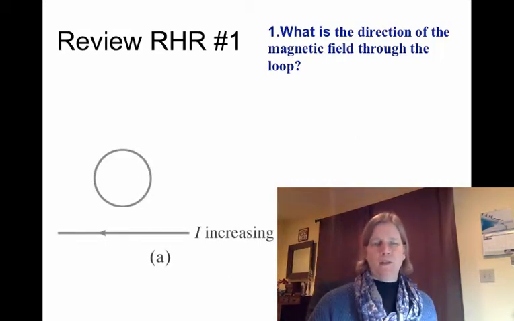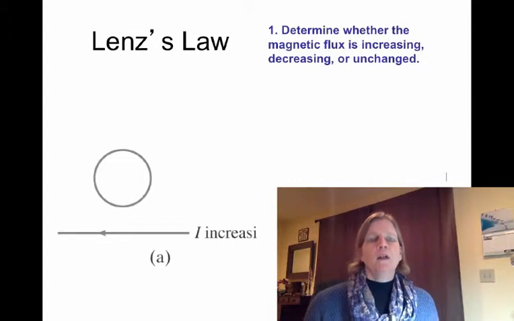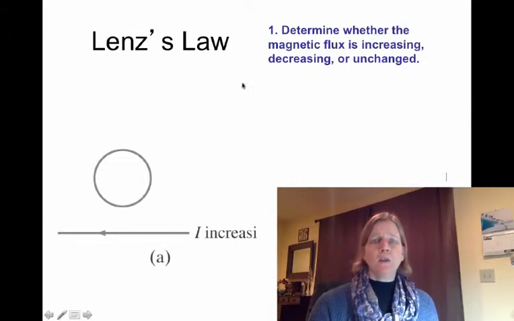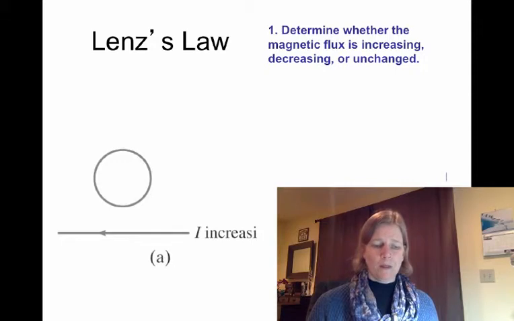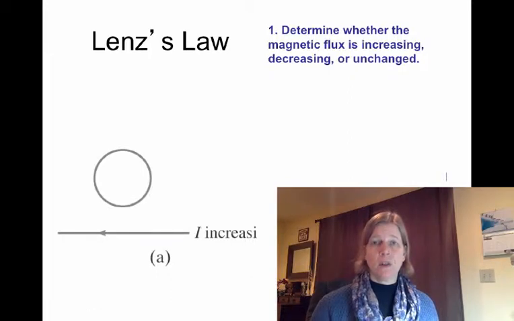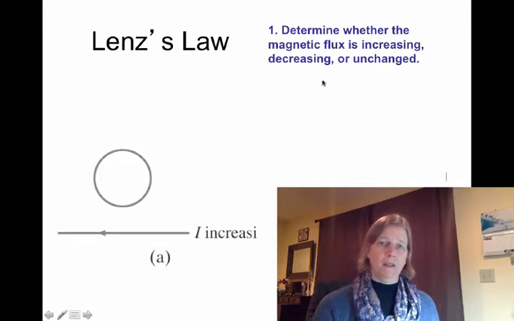Okay, let's try some of these problems. So we'll go through these. The 3 steps that I show on the right side are the 3 steps given in your book. I've removed the highlighting so that you hopefully can think through them on your own a little more easily. So determine whether the flux is increasing, decreasing, or unchanged. And it doesn't state it in that step, but you should also figure out the direction of the magnetic flux because you'll need that in the next step.